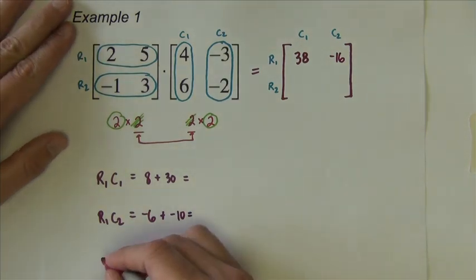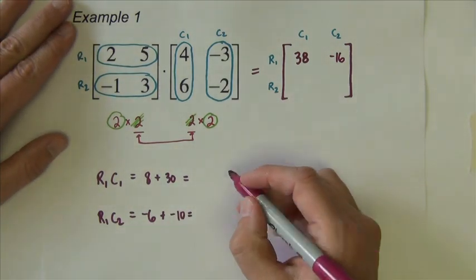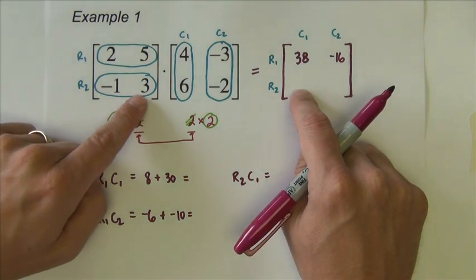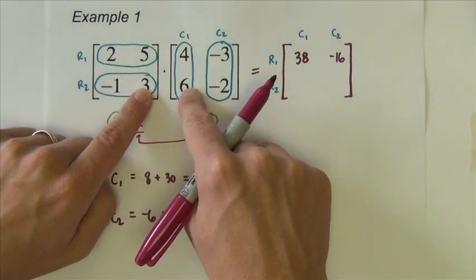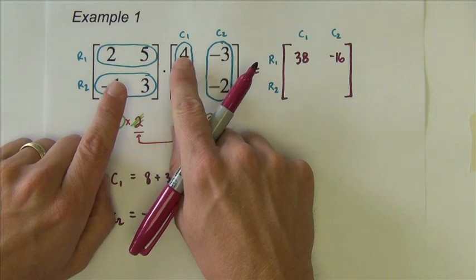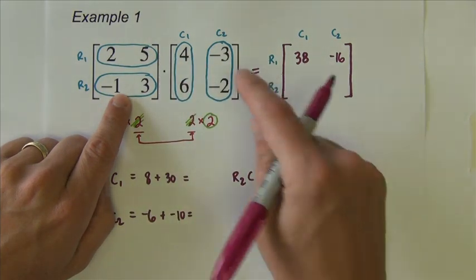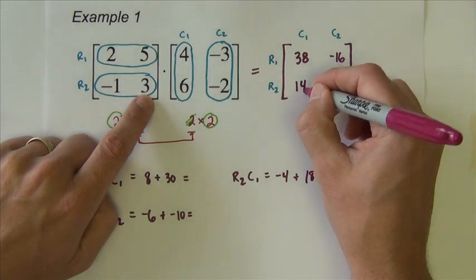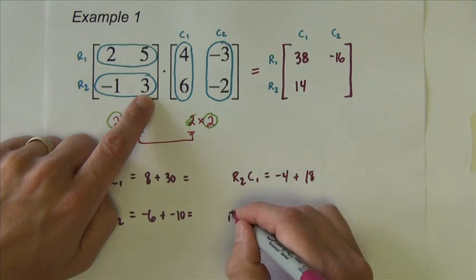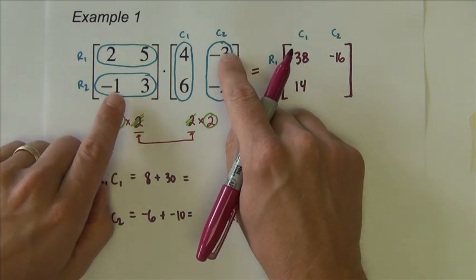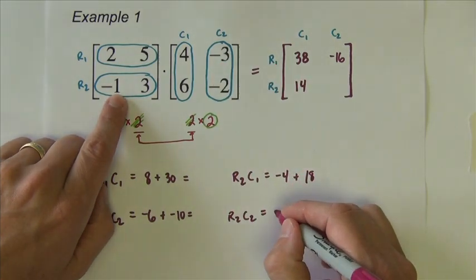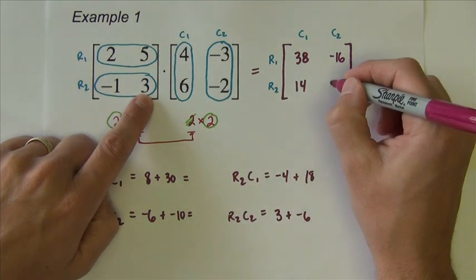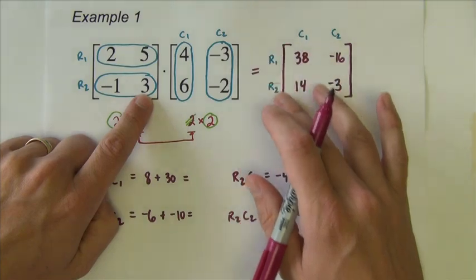Next I'm going to jump down to row 2. I'm going to do column 1, so this number right here. I'm going to use row 2 now and pair with column 1. So the first numbers multiply together to give -4. Second numbers multiply together to give 18. I add together, I get 14. And finally I'm going to do row 2, column 2. So the first numbers together give 3. Second numbers together give -6. That's -3. There's our product.